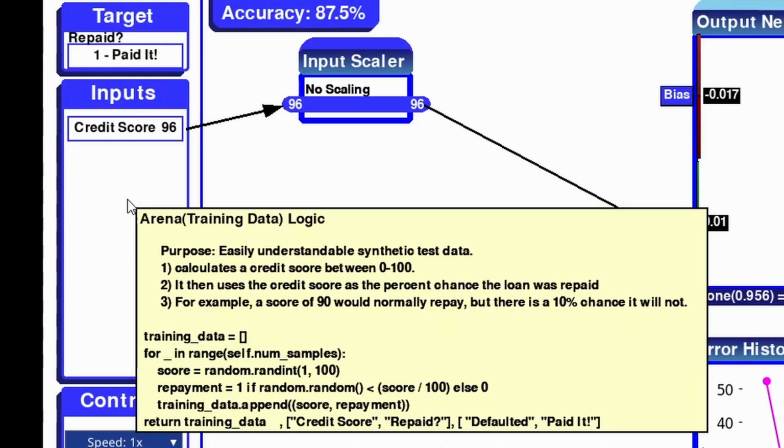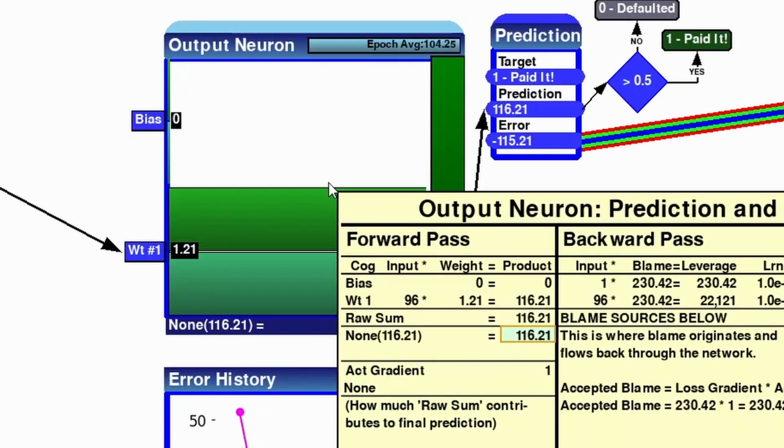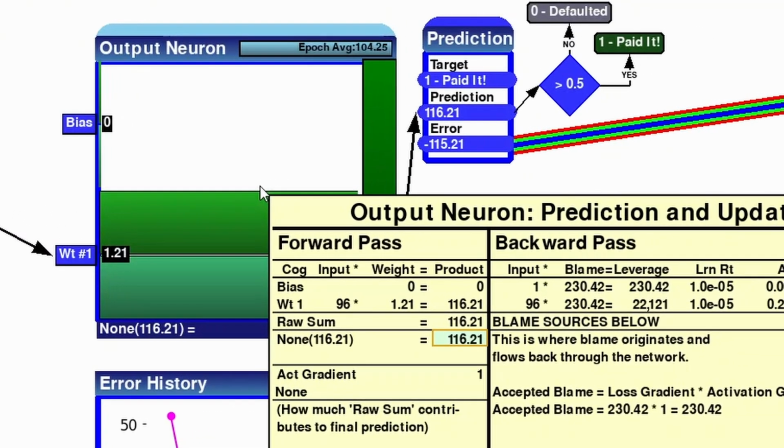Our first sample has a score of 96, the input, and they paid it, so the target is 1. The prediction is input times weight plus bias, so that is 116. And we can confirm it by hovering over that neuron, and the left side is the prediction, also known as forward pass. Step 2, check it.